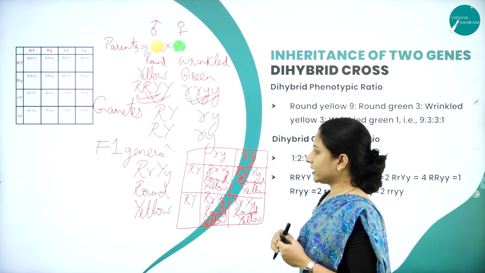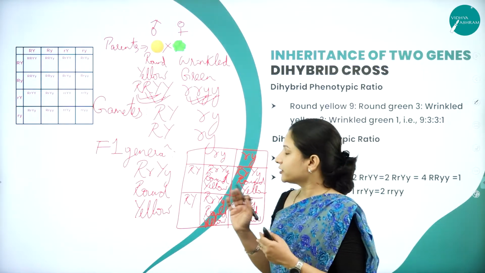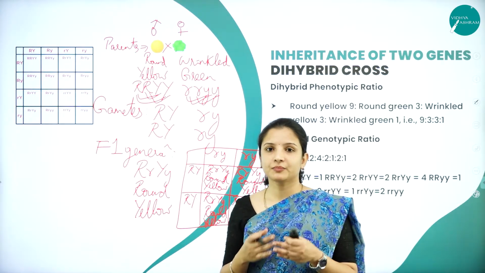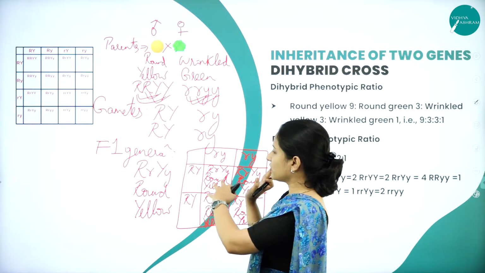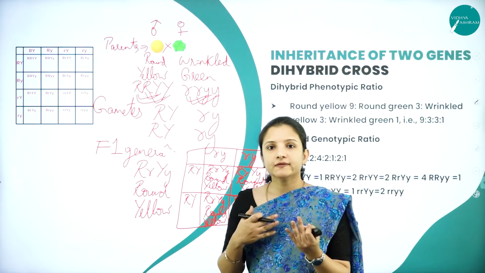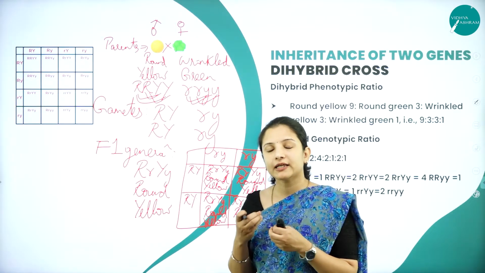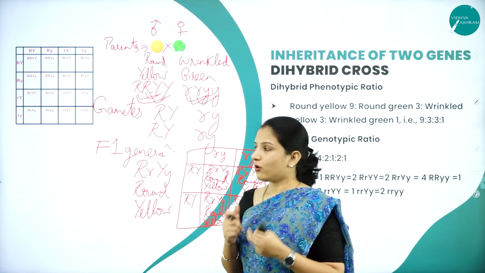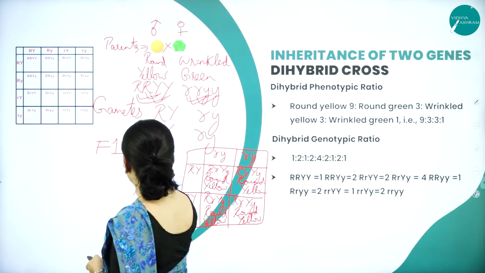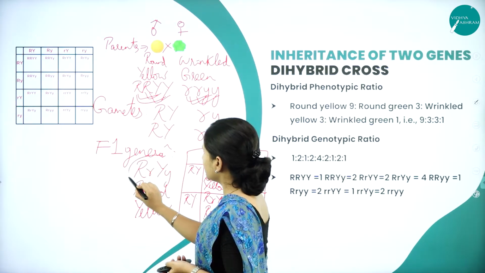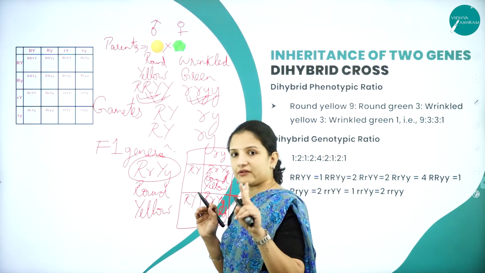So next what he did was he made a cross between the F1 generation to get the F2 generation. So in F1 generation all the seeds were round yellow. There was no difference. So his experiment was incomplete. So again he crossed the F1 generation to see what happened. Only he selected two plants from the F1 generation itself.